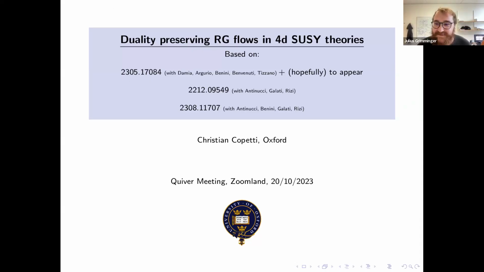All right, so today we have Christian Copetti, who will tell us about duality preserving RG flows in 4D supersymmetric theories. Take it away.